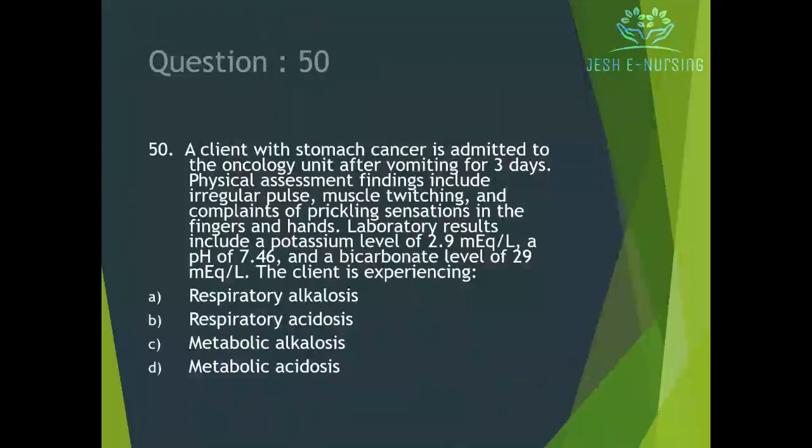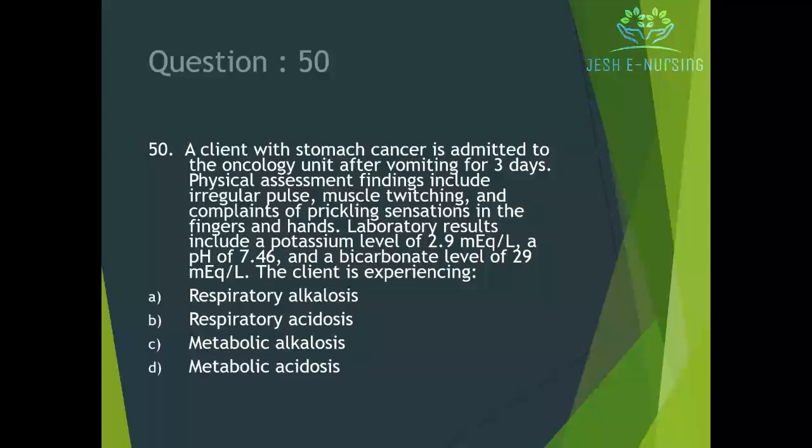Next question number 50. A client with stomach cancer is admitted to the oncology unit after vomiting for 3 days. Physical assessment findings include irregular pulse, muscle twisting, and complaints of prickling sensations in the fingers and hands. Laboratory results include a potassium level of 2.9, pH of 7.45, and bicarbonate level of 29. The client is experiencing what: alkalosis, acidosis, or metabolic acidosis?